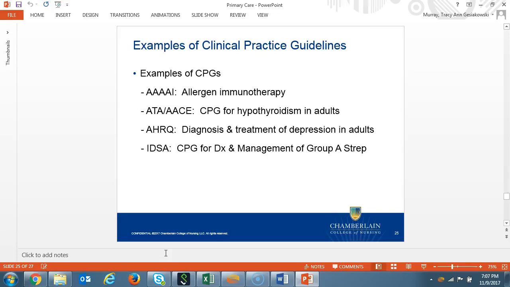There are some examples of clinical practice guidelines or evidence-based guidelines developed by organizations or agencies that I've listed here. Some examples are for allergen immunotherapy, the American Academy of Asthma and Allergy group is one example. The Infectious Disease Society of America is also another group that puts out clinical practice guidelines.